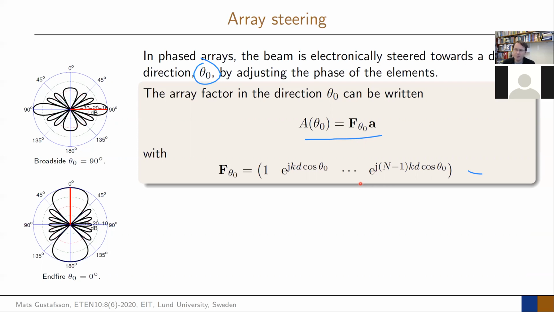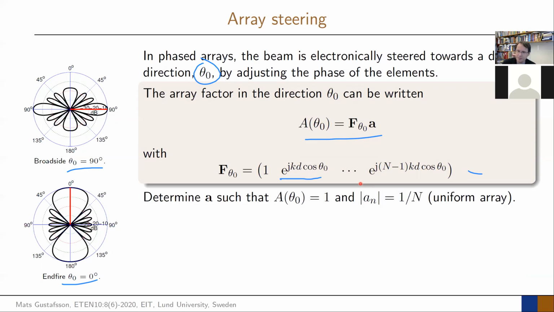How should I do that? One example is that here we have broadside, which is at 90 degrees, and end fire, which radiates straight up, that is at 0 degrees. How do I do this steering at different angles? We can see that it is really these phase factors that depend on this angle. So we should now determine these coefficients.